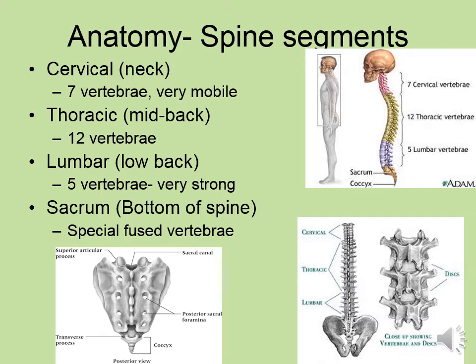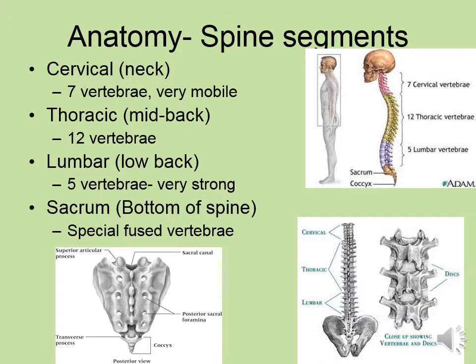The other thing you'll notice about the spine is that we have different curves. So the cervical vertebrae curve this way, the thoracic vertebrae curve this way, and then the lumbar vertebrae curve that way. That's a normal position of the spine. It helps with shock absorption. So the spine is not meant to be straight. We're meant to have some curves there. They're just not meant to be excessive.